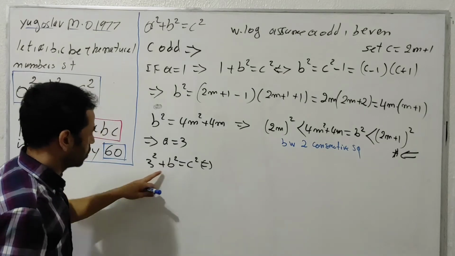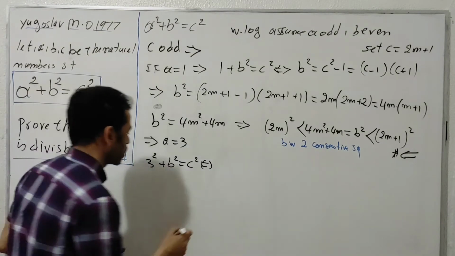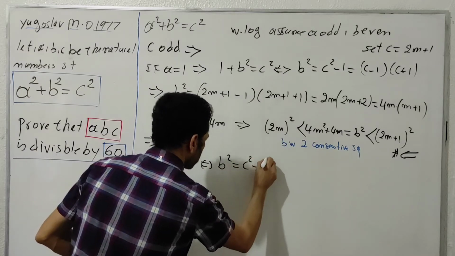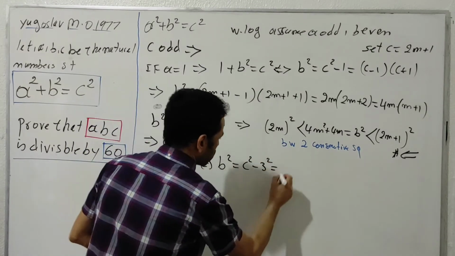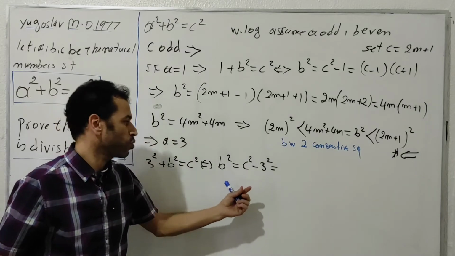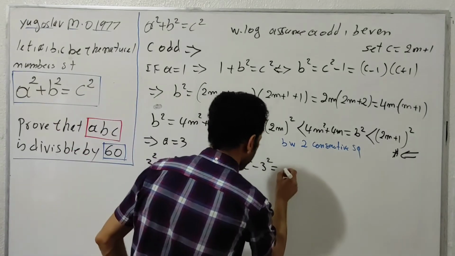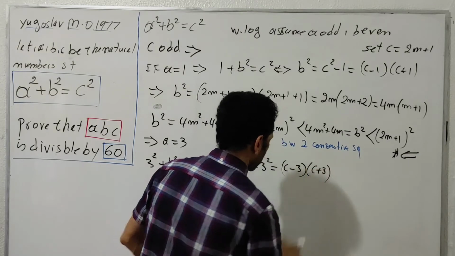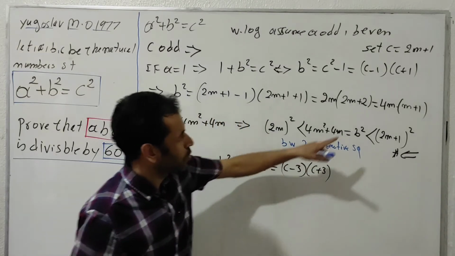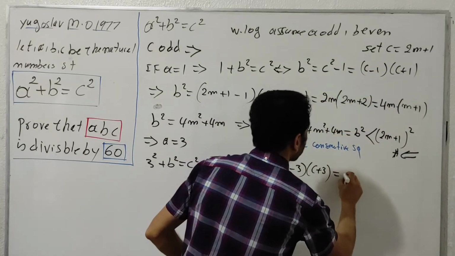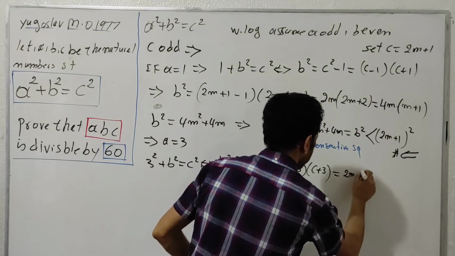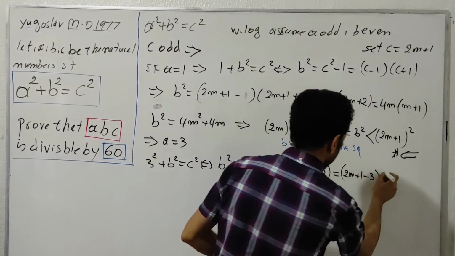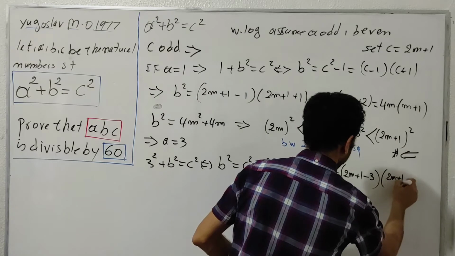By taking 3 squared to the right hand side of this equation, we'll get b squared equals c squared minus 3 squared. This is also a difference of two squares. I'm going to factor this in the form of a product. You will have (c minus 3) times (c plus 3). I'm going to do the same thing and replace c with this setup. So we'll get (2m plus 1 minus 3), because c is an odd number, multiplied by (2m plus 1 plus 3).